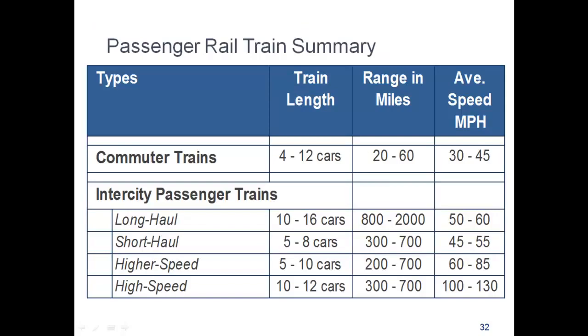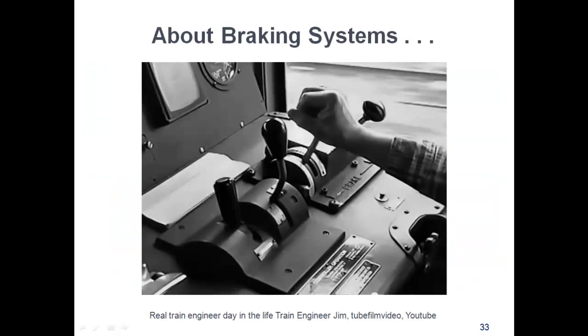All right, again, this is a summary of the passenger rail, and we talked about commuter trains and the various types of intercity passenger trains. And as Jared and Dick talked about, the train lengths go from 4 to 12 up to 10 to 12. And you can see the range in miles and the average speed. All right, so in order to complete this vehicle picture, we need to have some understanding of the braking system. And there are 3 primary systems. Dick mentioned a couple. There's the conventional air brakes, the dynamic brakes, and the electro-pneumatic brakes.